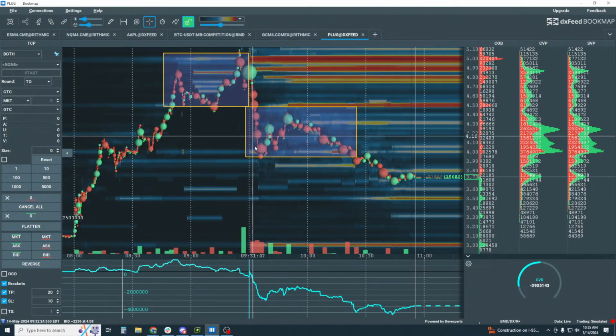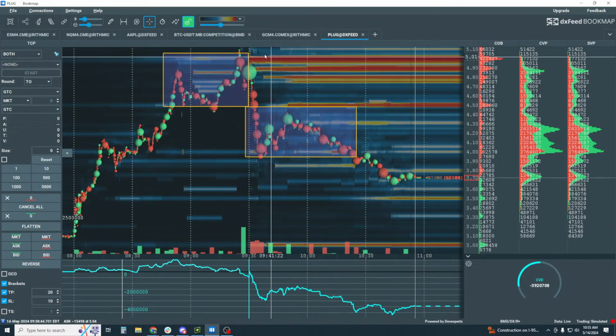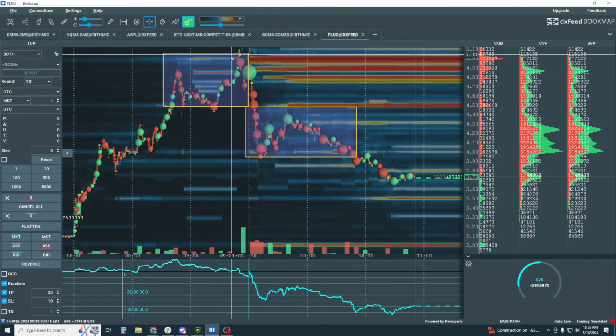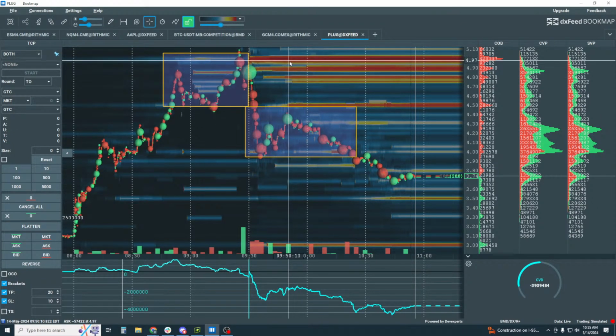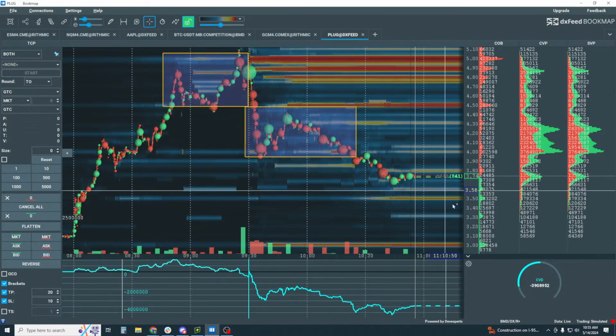The sellers moved it away from that area. Buyers come back and retest it here. Not enough buying pressure to get back up into this previous trading range up here. Look at the offer. Look at all that liquidity on the offer. Also here, 450, pushing price lower.